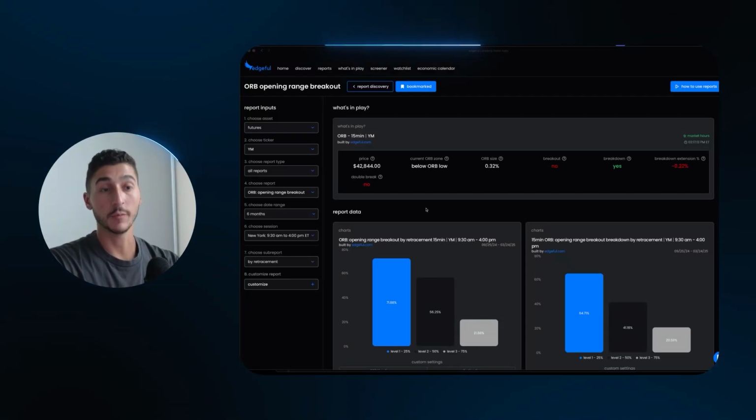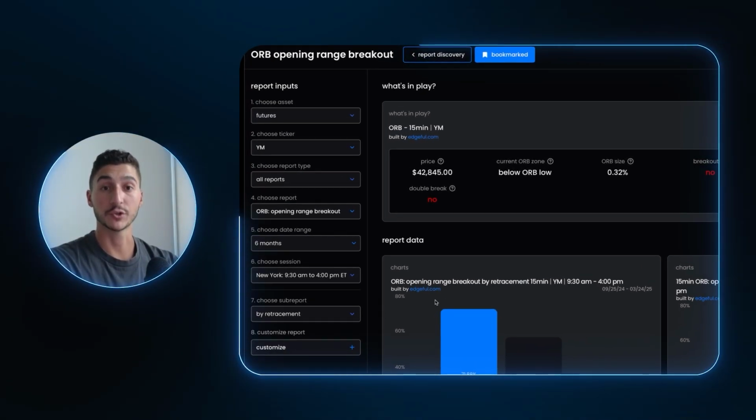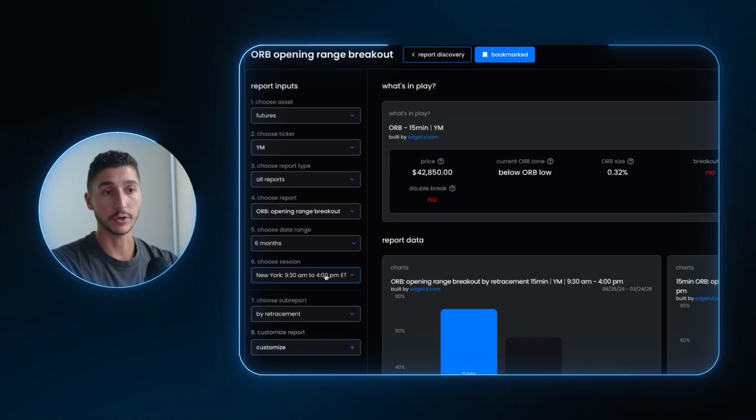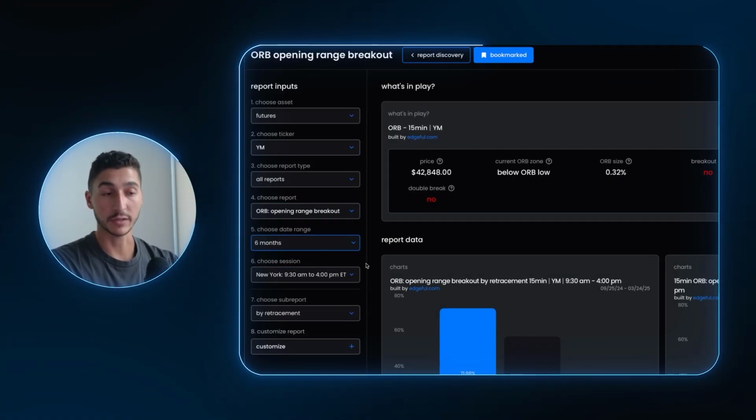Here's everything you need to know about the opening range breakout by retracement report on edgeful.com. So right now we're looking at YM in the New York session in the last 6 months.